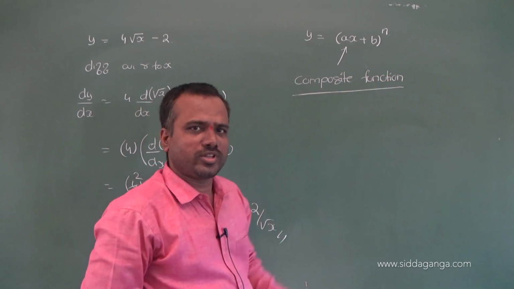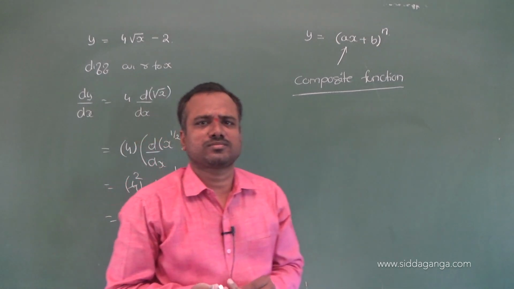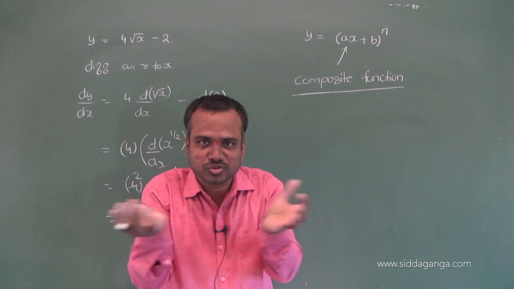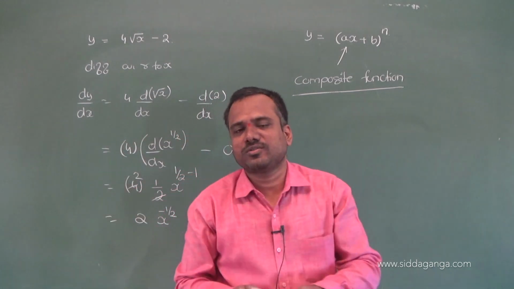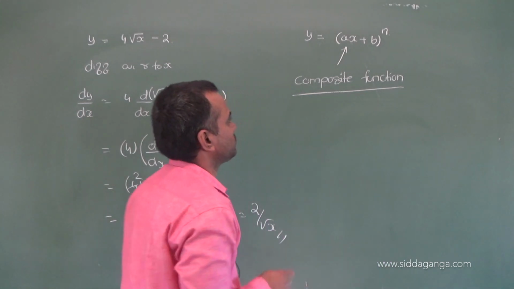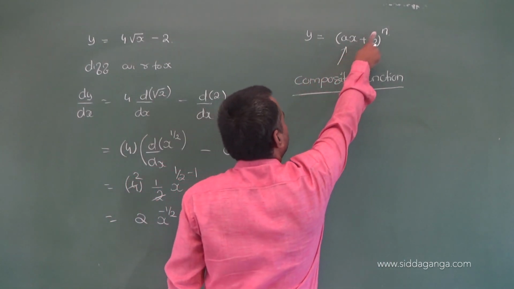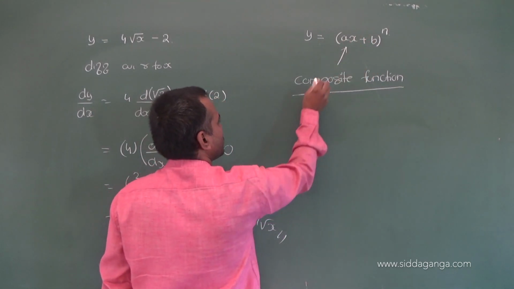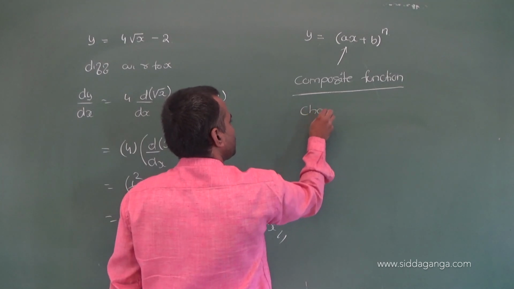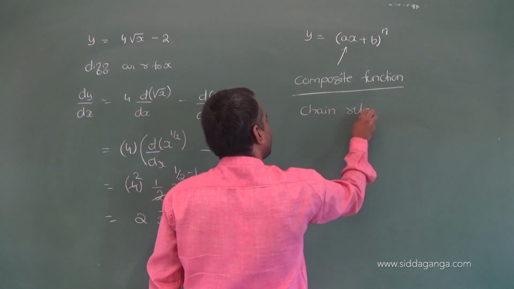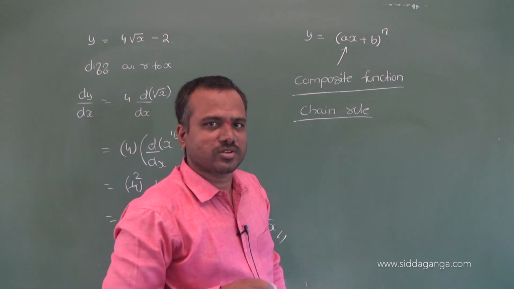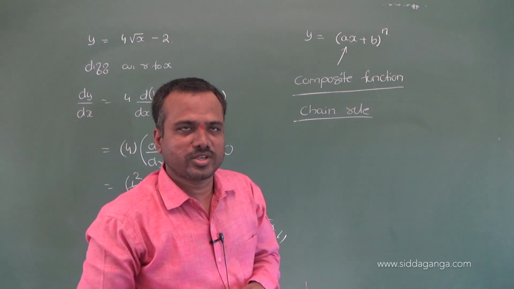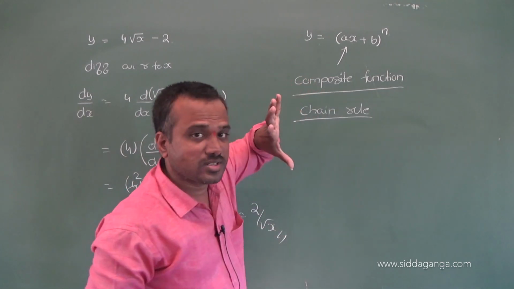You know this very well in the second PUC. Composite function means what, sir? Function of a function. Function of a function we call a composite function. So x to the power n is one function, ax plus b is another function. Then how to differentiate? We differentiate by using the chain rule.